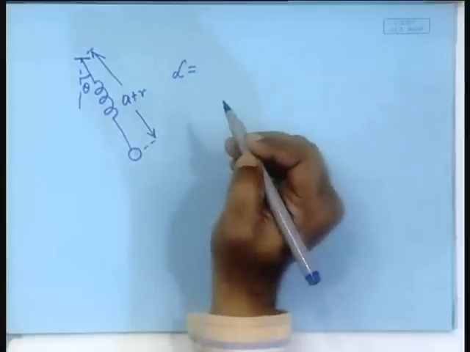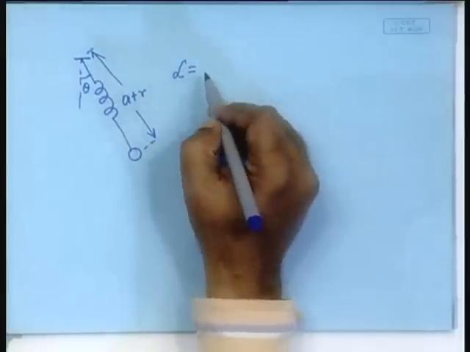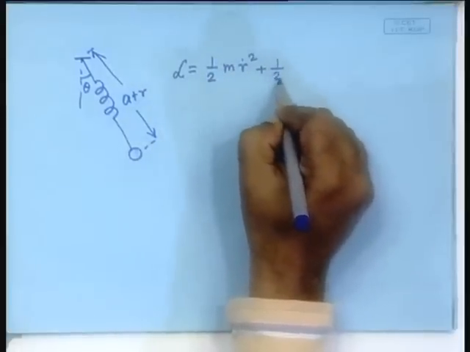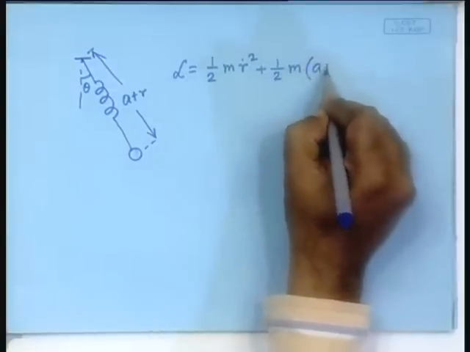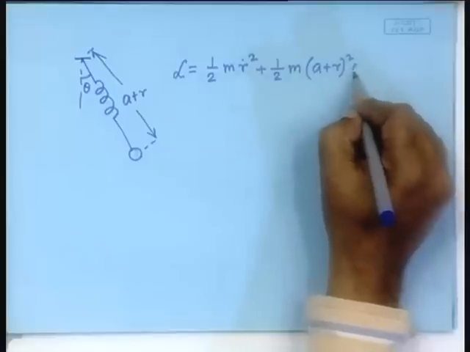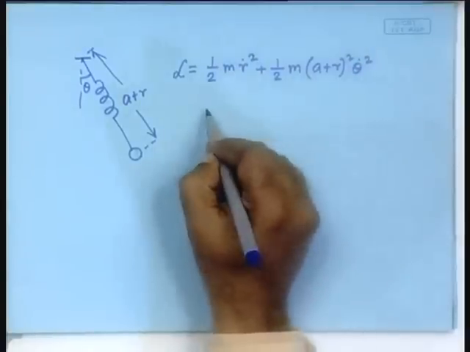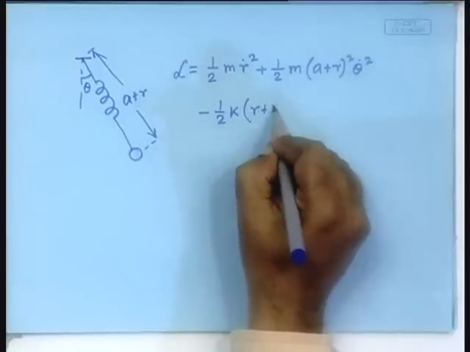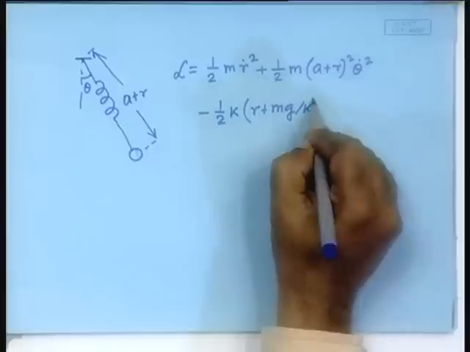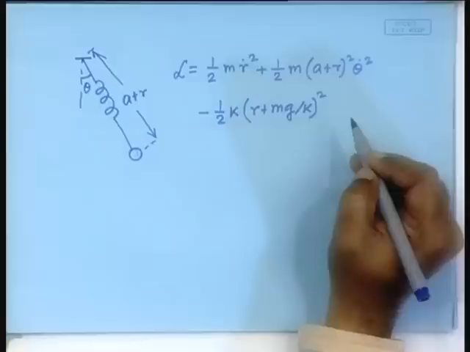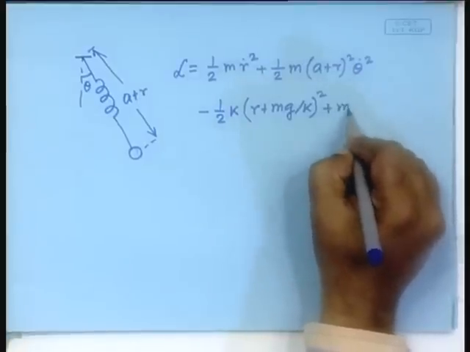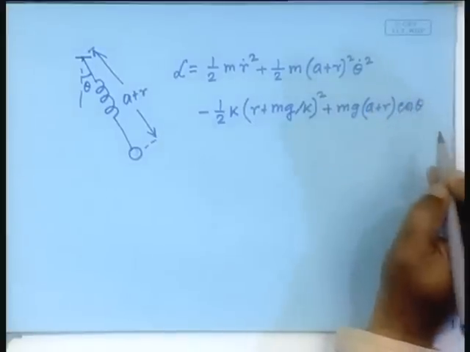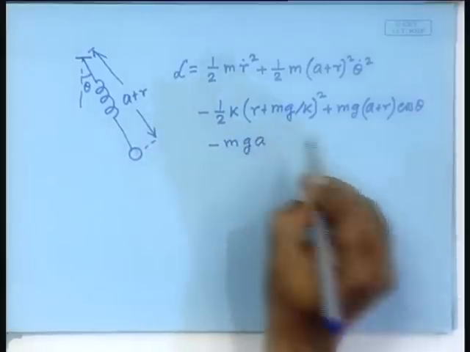I will not derive all over again, I will simply write it. It was half m r dot square plus half m (a plus r) square theta dot square minus half k (r plus m g by k) square plus m g (a plus r) cos theta minus m g a. That is how it was.